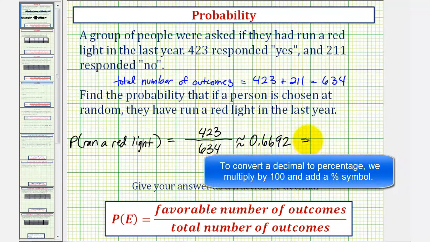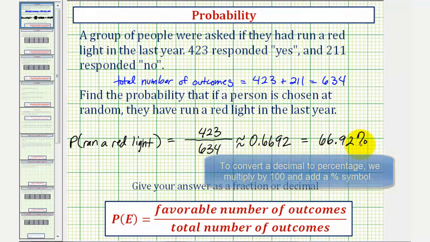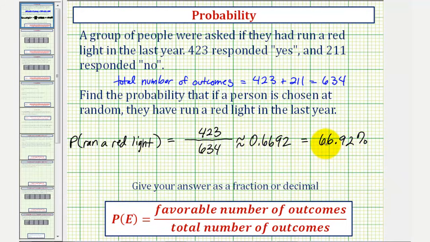This would be equal to 66.92%. So the fraction value is exact, but the decimal and percentage are both rounded approximations.